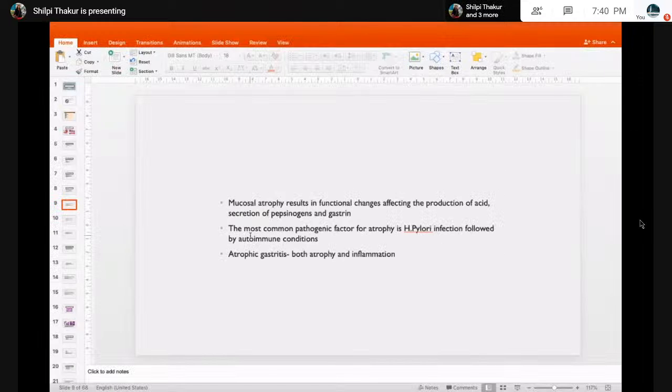So the mucosal atrophy results in functional changes which affect the production of acid, secretion of pepsinogen and gastrin. The most common pathogenic factor for this atrophy is H. pylori infection, followed by autoimmune conditions. So if we say atrophic gastritis, then it means that there is both atrophy as well as inflammation present.